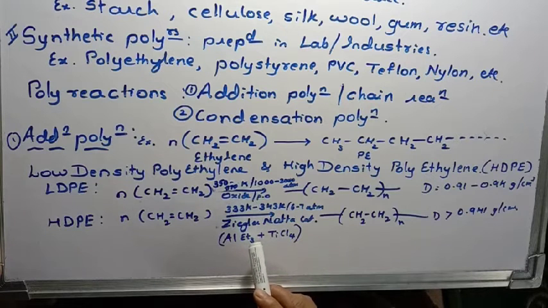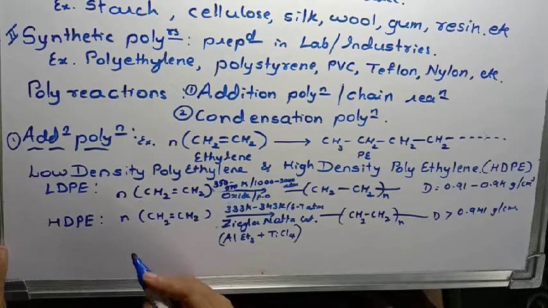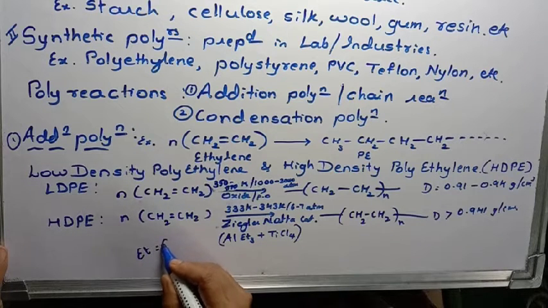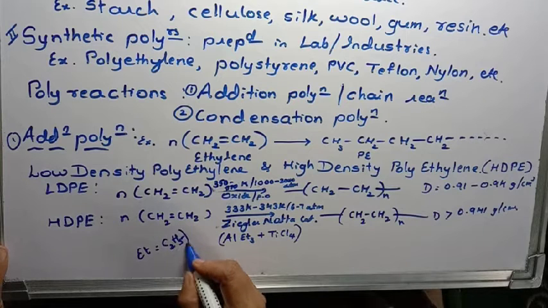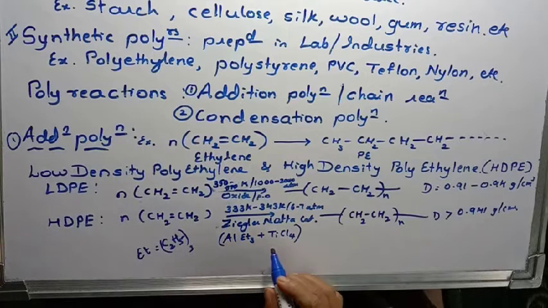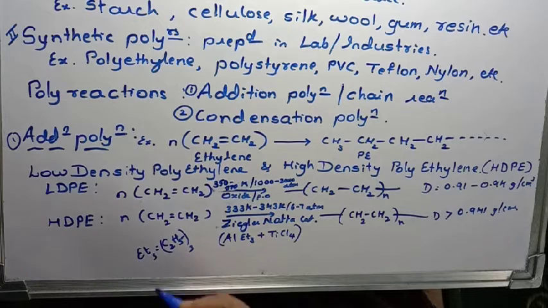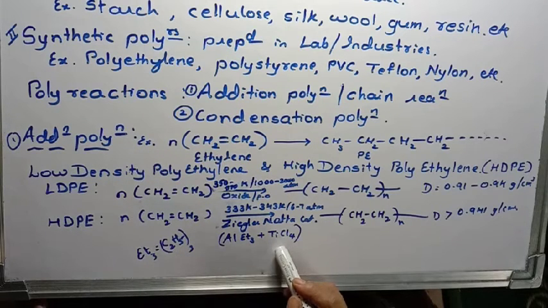Ziegler-Natta catalyst is nothing but a mixture of Al(Et)3. Et stands for ethyl, triethyl aluminium, Al(C2H5)3 or Al(Et)3. You know this notation. Et stands for C2H5. So here, three times triethyl, Et3, is Al(Et)3 plus TiCl4. This catalyst is said to be Ziegler-Natta catalyst.